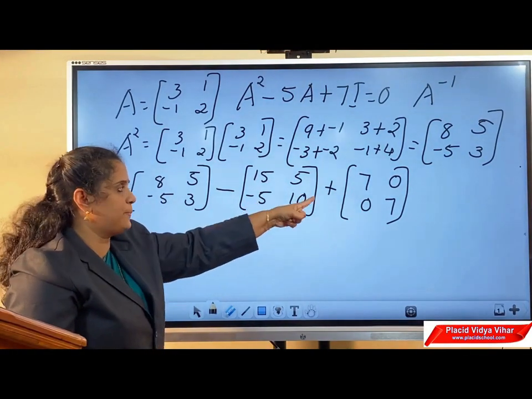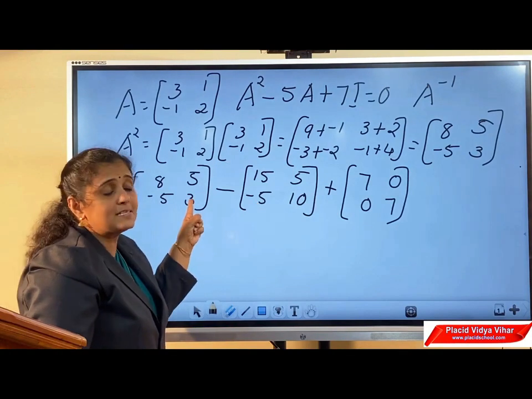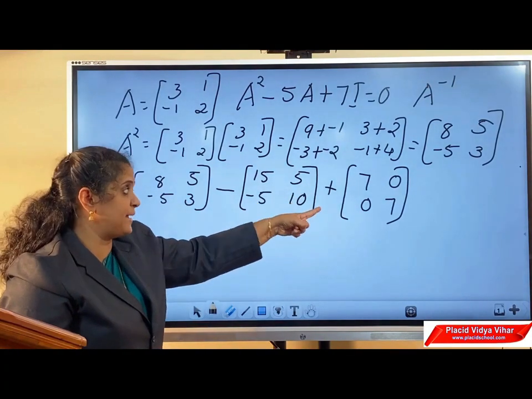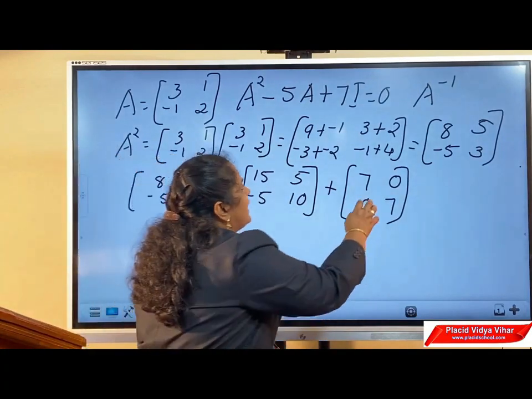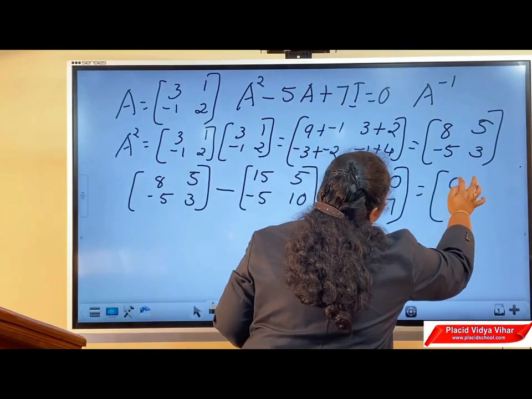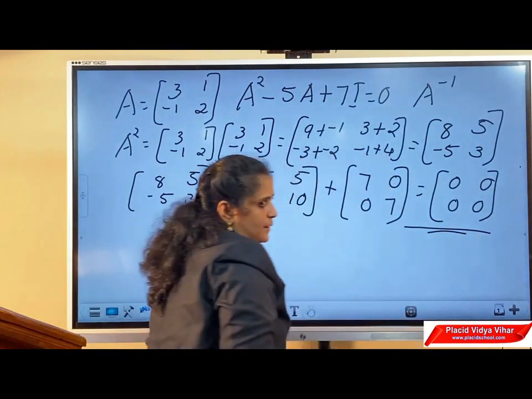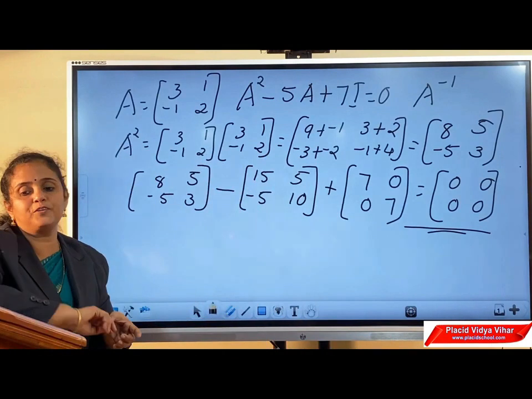Minus 5 plus 5, plus 0, that is also 0. The last element, 3 minus 10 plus 7, the answer is 0. Then you will get the null matrix [0, 0; 0, 0]. We proved the first part. Then we can find the second part of the question.